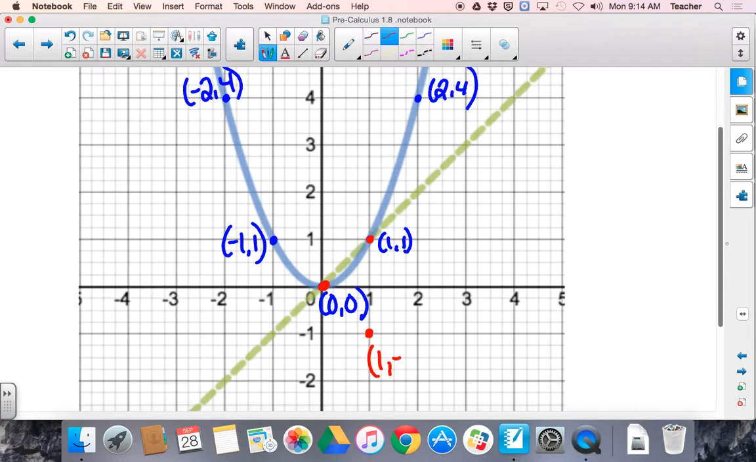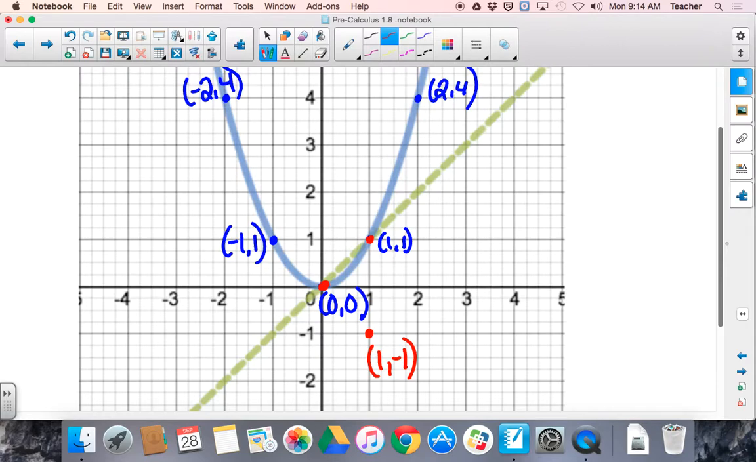So notice the x and the y values of that coordinate changed places. They flip-flopped. Just like when we solve for the inverse, we interchange the x and the y values. Same thing here when we go to graph.